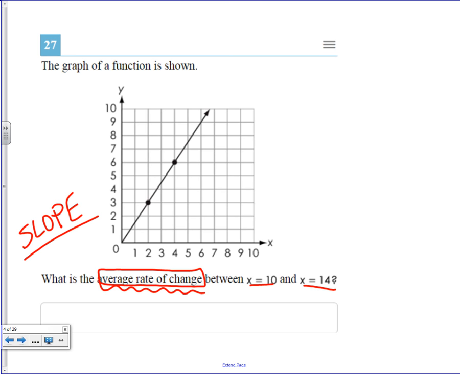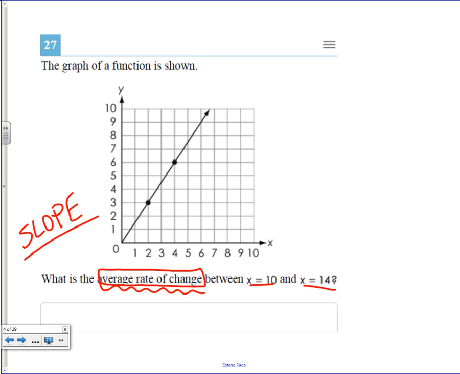This is definitely linear, which means the slope never changes. Okay, it goes up and down by the same amount every single time. Okay, so we need to determine the slope.